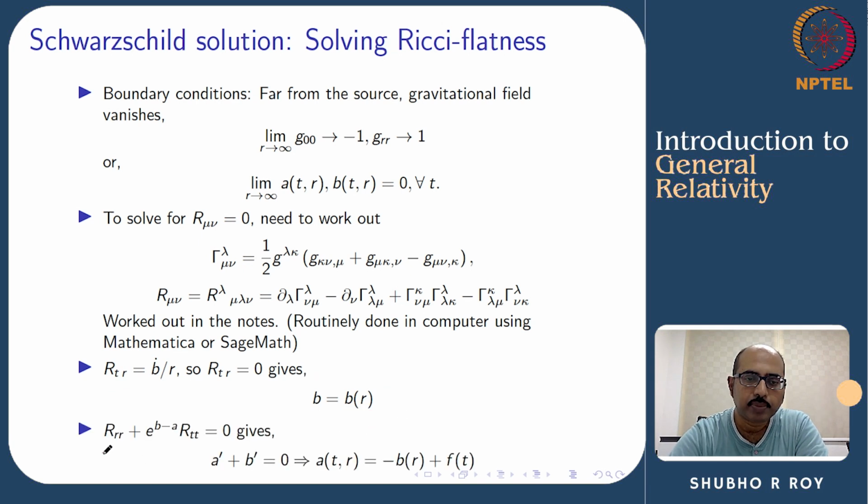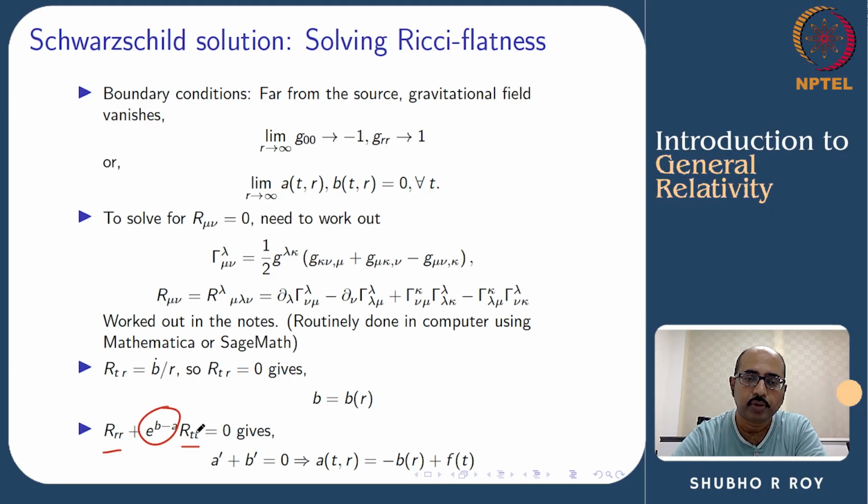Then we can look at this particular combination, R_rr plus e to the b minus a times R_tt. This combination is natural because when you write down the two forms, you will see that they differ by e to the b minus a. Terms are easy to group if you multiply by this factor of e to the b minus a. I'm not going to write the detailed formula because they are kind of long and not very intuitive or insightful. So instead, if you look at this combination, this is equal to 0, of course, because both R_rr and R_tt vanish.